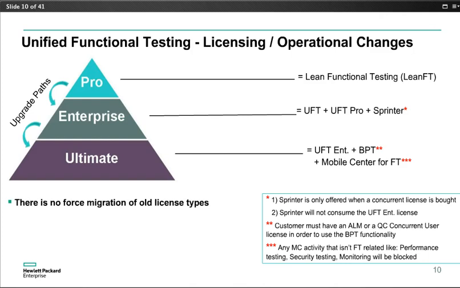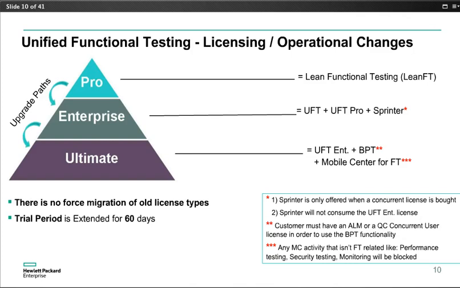And by that, I would like to make sure that everyone is aware that we are not forcing a migration here. So if you have old licenses of QTP or functional testing, they will still be available as part of version 14, meaning you will support it, but you will only get a subset of the functionality.